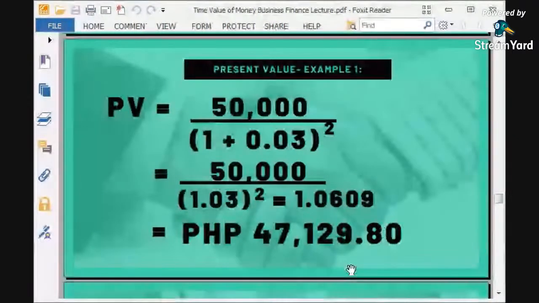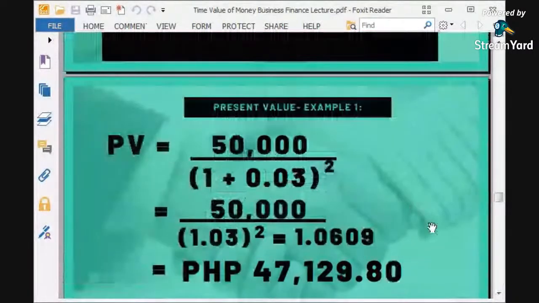So yeah, this is our present value. This is what we need to save now to have a total of 50,000 pesos after 2 years with 3% annual interest. Now, so let's say for example, itutuloy natin yung plano natin na pupunta tayong Korea after 2 years. Kaya lang, pagpunta mo ng Korea, kailangan mo ng 50,000. Magkano ang kailangan mong i-save today para at after 2 years na with an interest of 3%? Meron kang 50,000. Okay?